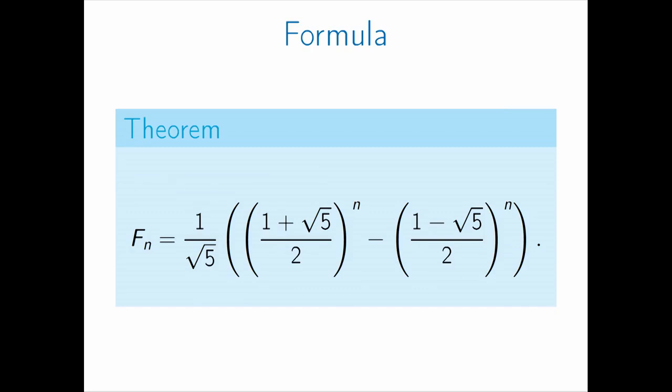In fact, with a little bit more work, you can get a formula for the nth Fibonacci number as roughly ((1 plus the square root of 5) over 2) to the n. These things grow exponentially quickly.